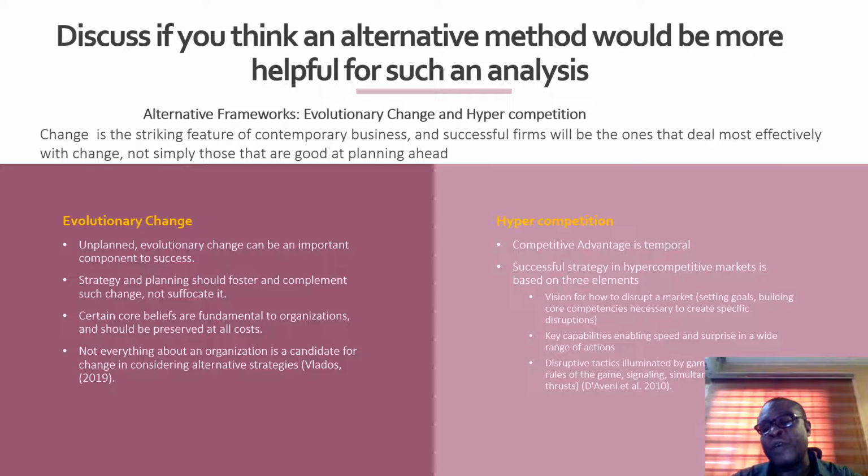He provided the framework of the 7S, but there are three critical elements in it: a vision for how to disrupt a market, where you need to set your goals and build the core competencies necessary to carry out specific disruptions. Then hone your skills to be able to deliver on that, and then have disruptive tactics to be able to go over it.